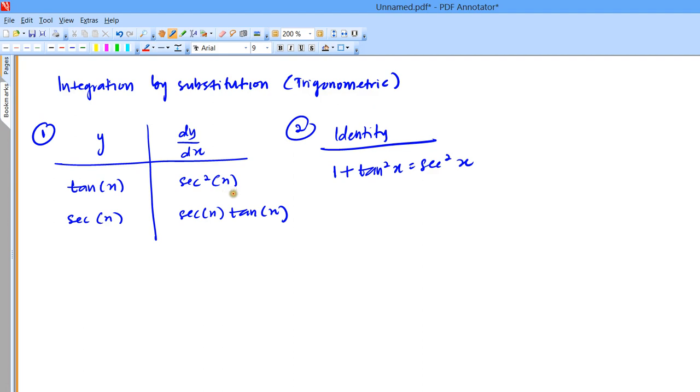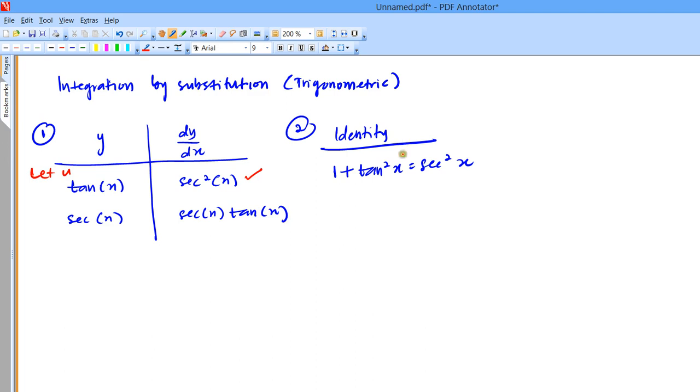For the table of differentiation, we have y and dy over dx. dy over dx is used when you want to eliminate a term. For example, if you want to eliminate secant square x, we can let u equal to tangent x. And if you want to eliminate secant x times tangent x, we can let u equal to secant x. So we can eliminate either secant square x or secant x times tangent x.